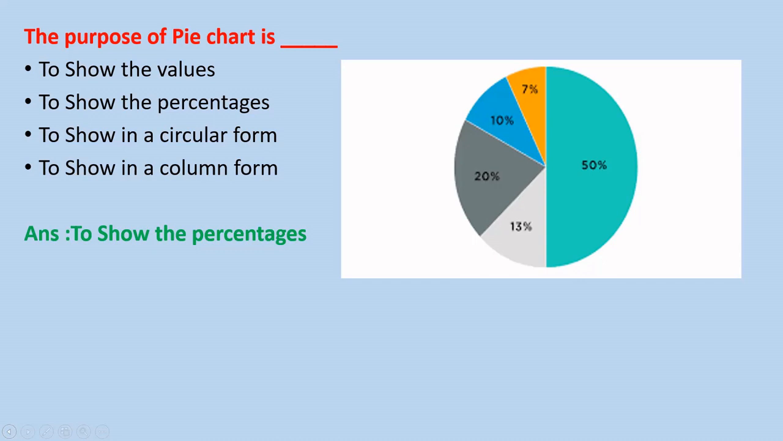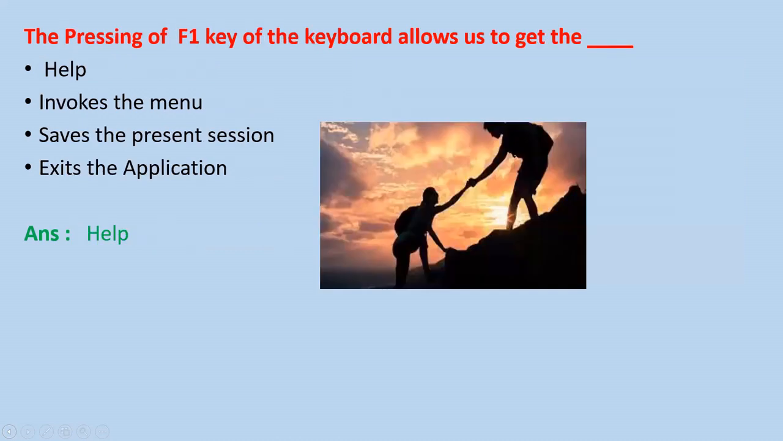A pie chart is not about being in a circular form. Of course, a pie chart is in circular form, but here the shape is not a circle, you can expand it also. And to show in a column form is also wrong. The correct answer for the purpose of a pie chart is to show the percentages. Let's go to the second question.